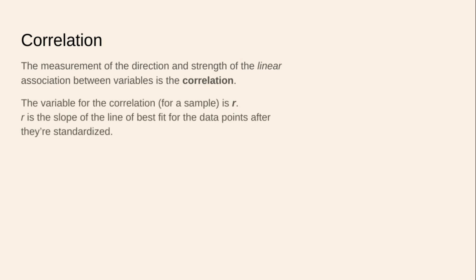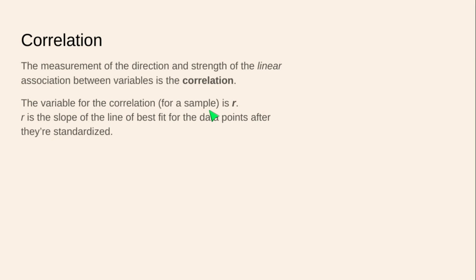The variable for correlation for a sample is R. For a population, it's a Greek equivalent of R. It's called rho, as in row, row, row your boat. But you don't need to know that. You just need to know that R is the sample correlation.